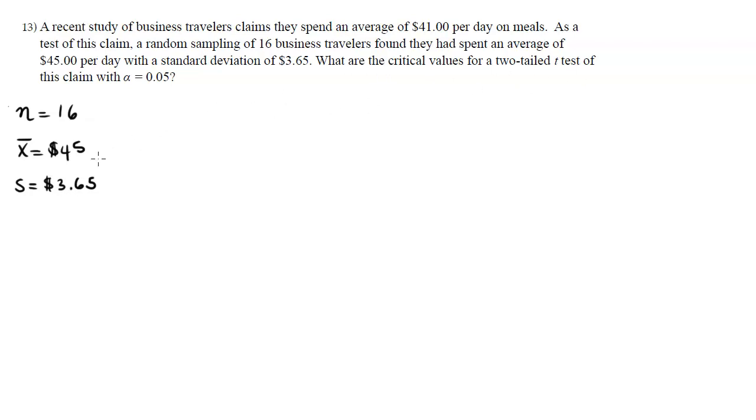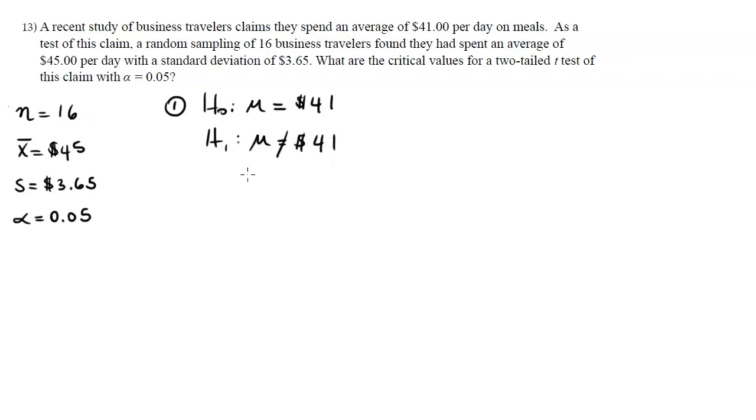What are the critical values for a two-tailed test of this claim with alpha 0.05? So I'll give you the first step, null and alternative. We're testing that the population mean is actually $41, right? And we're doing a two-tailed test, so the alternative hypothesis has to be does not equal $41. Because it's two-tailed, just like the last example. Remember, we discussed that.